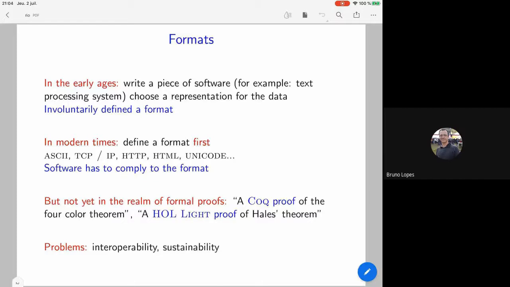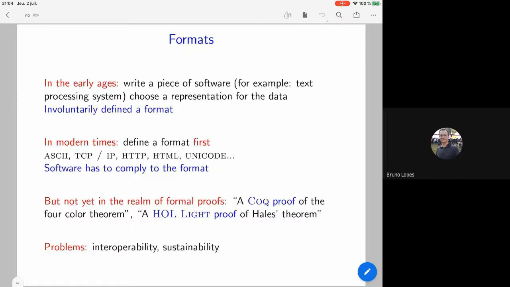So now we first define the format of the data. We define standards. And then when we develop a piece of software, we have to comply with the standard. In fact, this is how computer science and software development works in general. But there is just one exception, and this exception is us. So we have many ways to represent proofs in different systems.